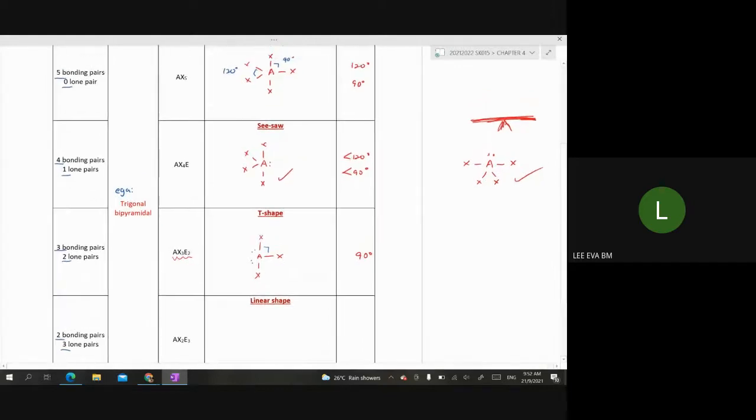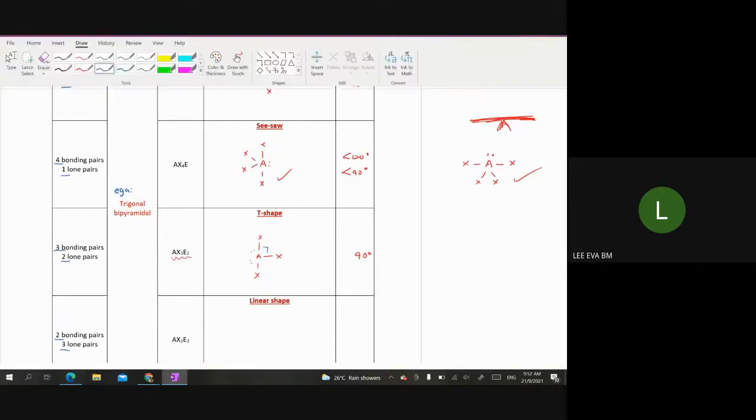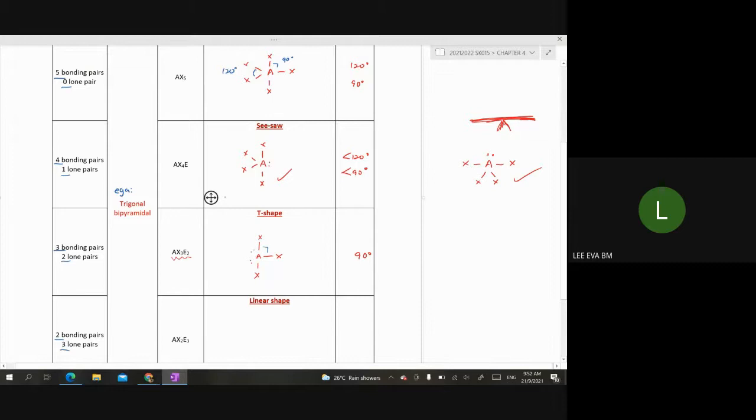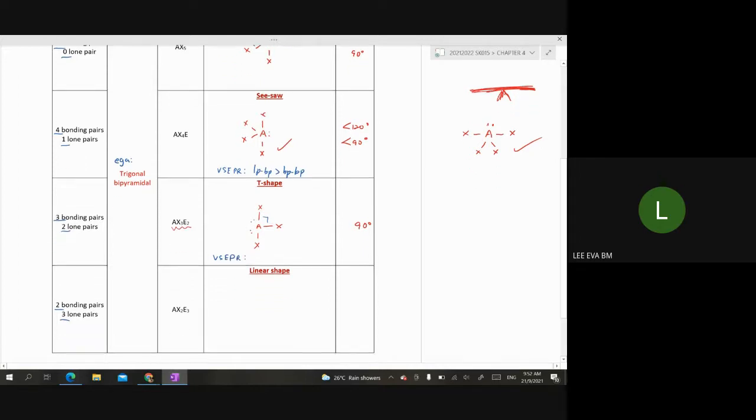So kalau dekat sini pun ada jugalah kita punya VSEPR Theory. Okay, so in your AX4E, VSEPR Theory, dia adalah lone pair bonding pair greater than bonding pair sebab dia satu lone pair sahaja. Dalam combination AX3E2, kita sebab ada 2 lone pair, so maksudnya dekat sini ada lone pair repulsion, lone pair bonding pair repulsion, bonding pair repulsion.